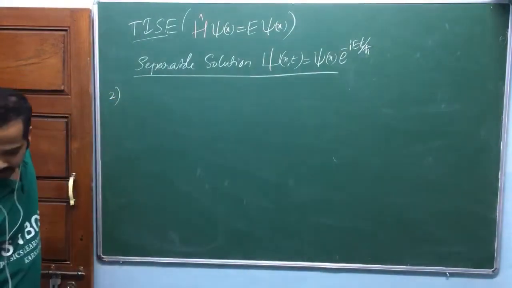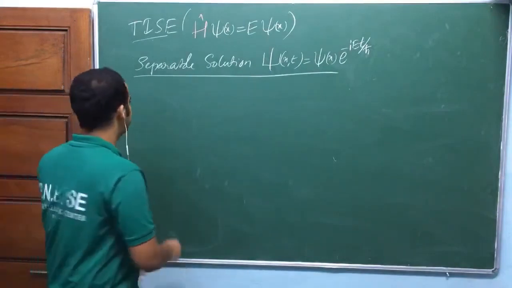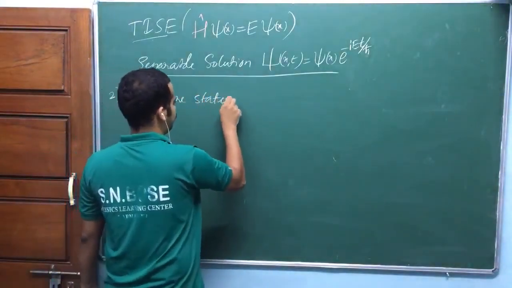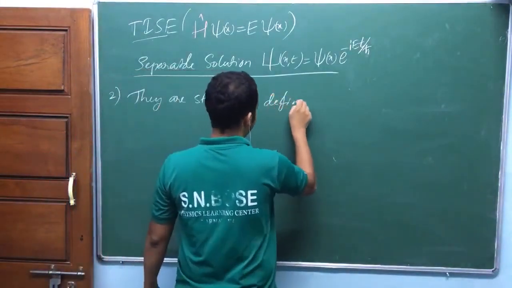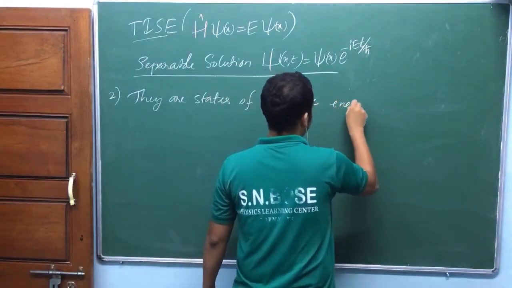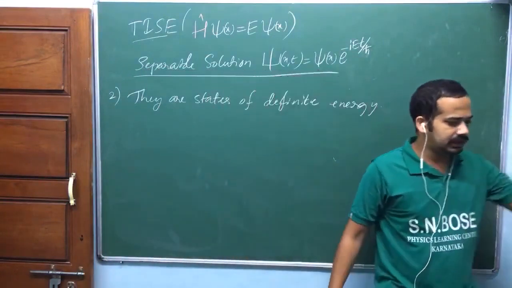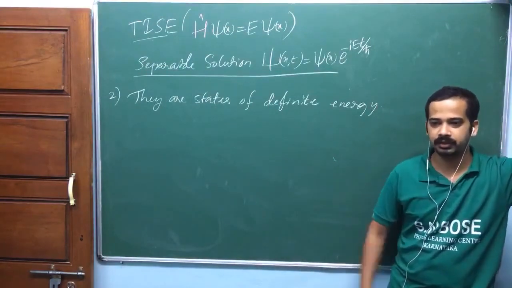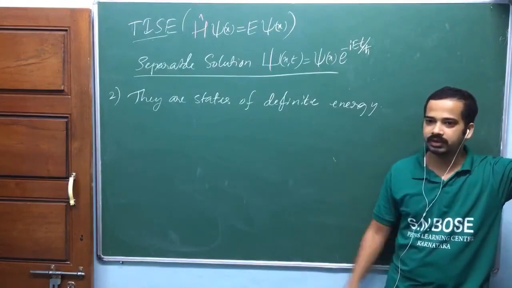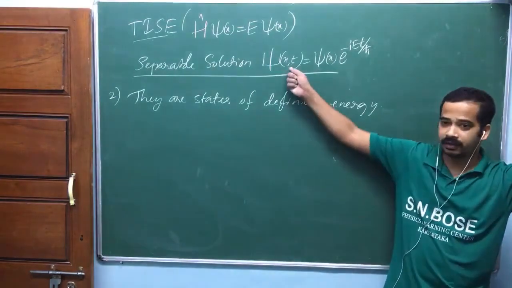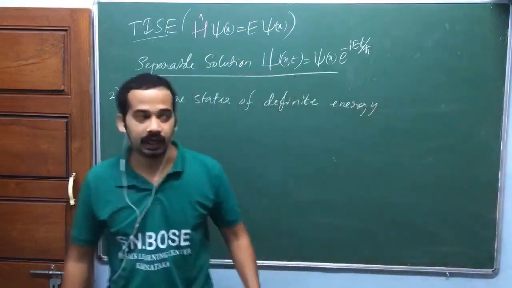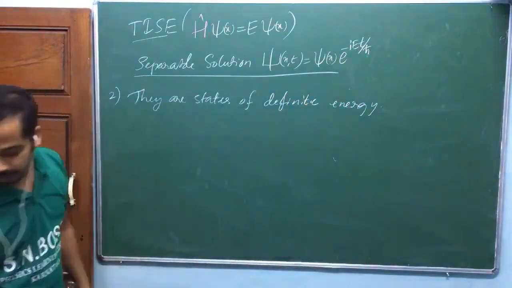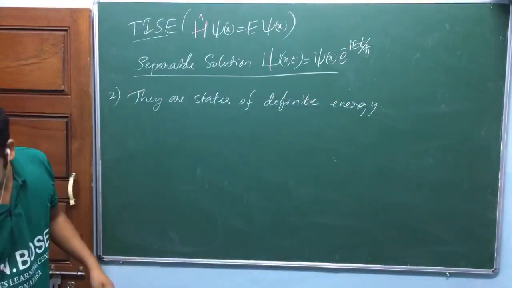Second one. They are states of definite energy. What do you mean by that one? We say everything is indeterministic in quantum mechanics, am I right? Position is indeterministic, momentum is indeterministic. But look at here, you got one deterministic part. They are states of definite energy. We shall see what that energy is. I haven't told you E is energy. E is a separation constant still. Wait a second, now I'll argue. You have to read Griffiths carefully, you will get all of this.